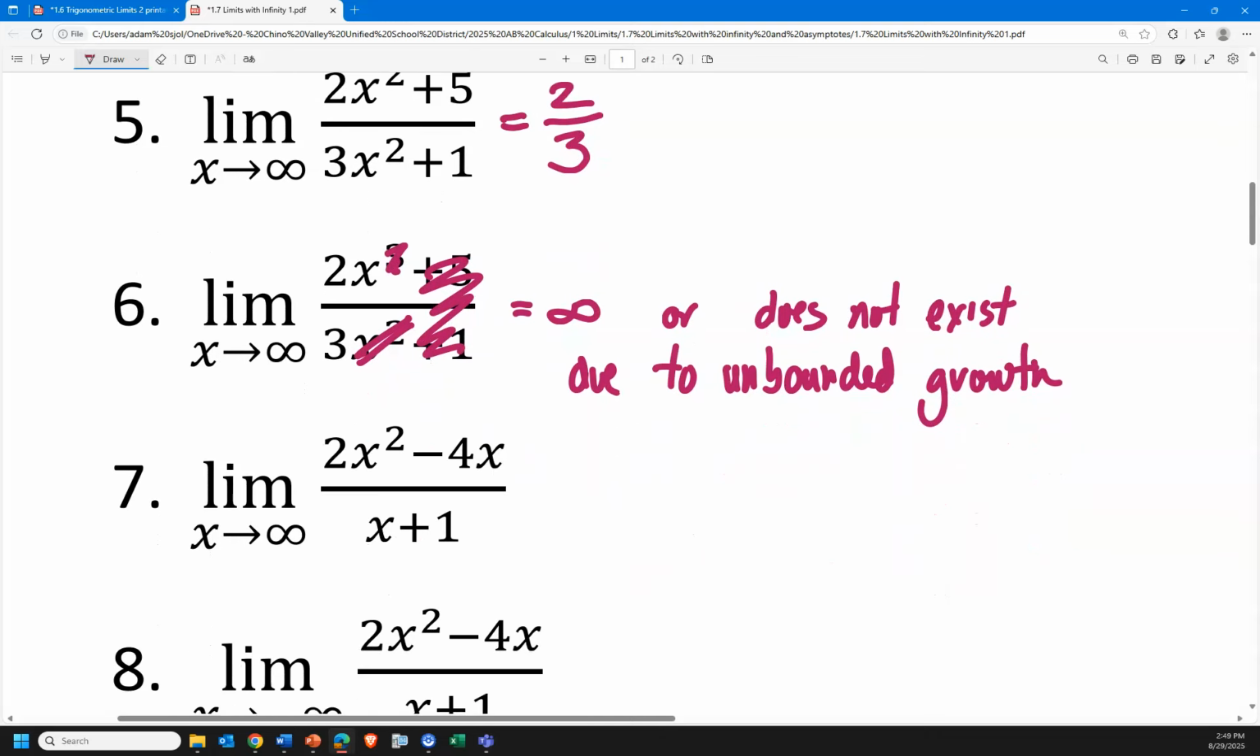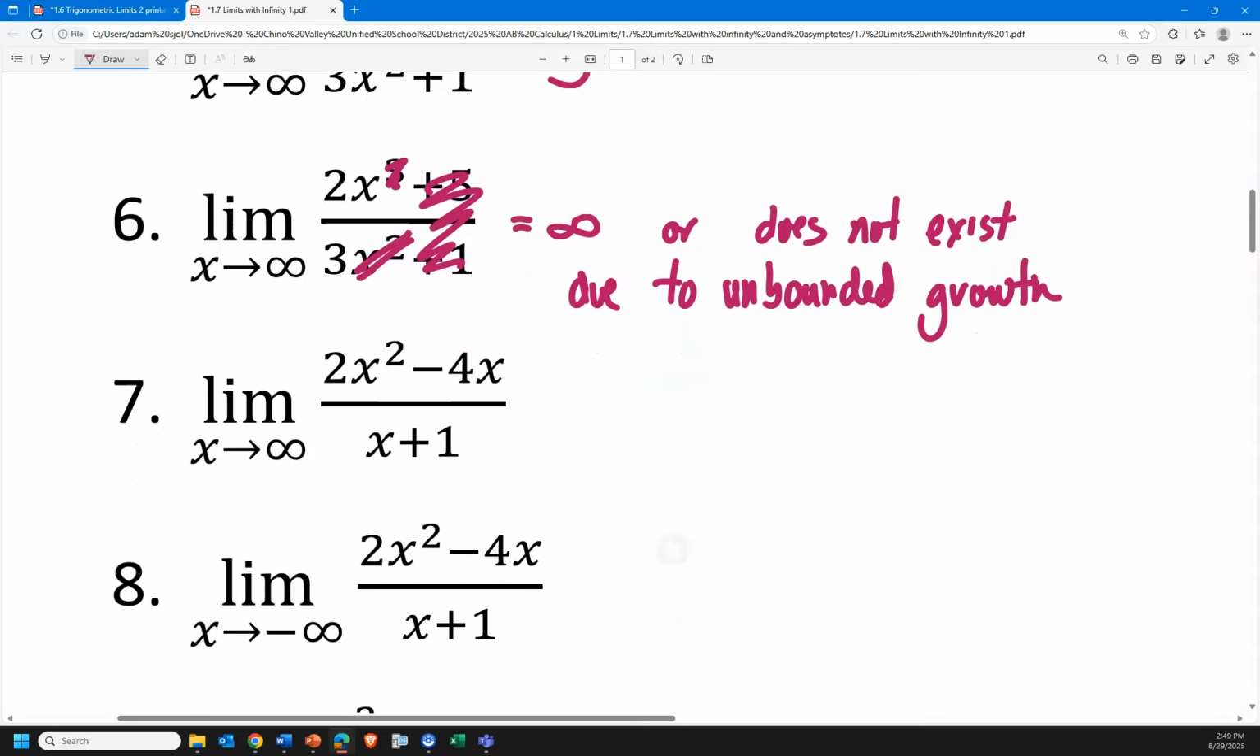Hopefully that makes sense. So when you see number 7, the limit as x approaches infinity of 2x squared minus 4x over x plus 1, is the numerator growing quicker? Is the denominator growing quicker? Or are they growing at about the same rate? Well, of course, the numerator is growing quicker.